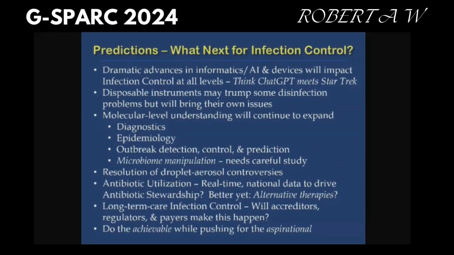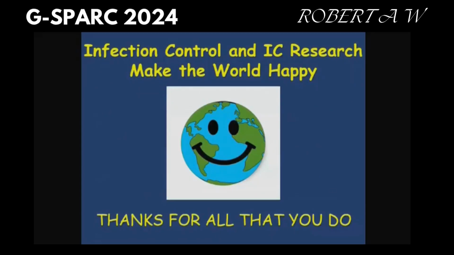Fourth, I think we'll resolve, again, the droplet aerosol dichotomy and understand better the continuum between droplets and aerosol. Fifth, I think we really need to improve antibiotic utilization. We need real-time national and international data, and we are beginning to see alternative therapies to antibiotics. There's phage therapy, and there may be other alternatives that will come around. And then finally, I think long-term care needs much more attention. And in all of these aspects, it is essential that we do whatever is achievable while we push for the aspiration. And with that, I'd like to thank you for all that you do for infection control.